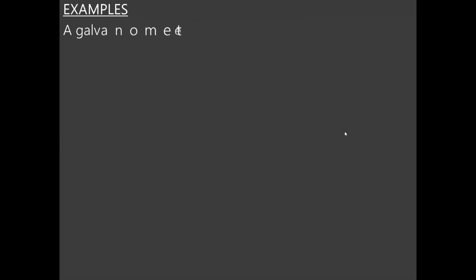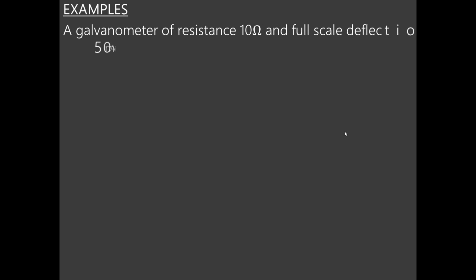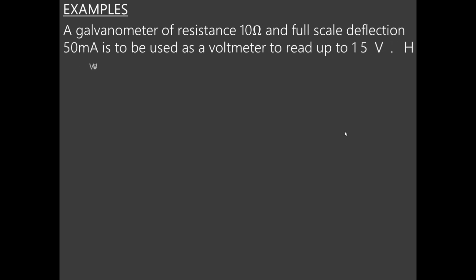So examples. Let's look at one example. I think it will be enough. A galvanometer of resistance 10 ohms and full scale deflection 50 milliamperes is used as a voltmeter to read up to 15 volts. How would this be achieved? How can you achieve that?